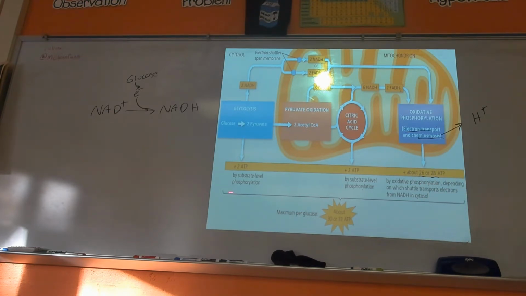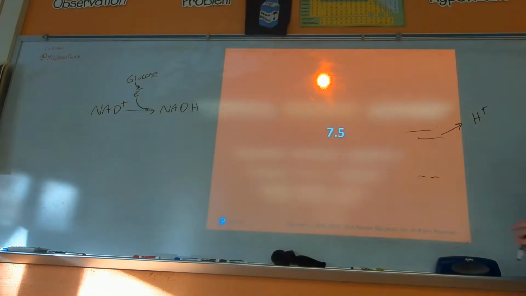Okay? And then through substrate level phosphorylation, we can make small amounts of ATP in glycolysis and the citric acid cycle. Okay? All right. Moving on to 7.5.